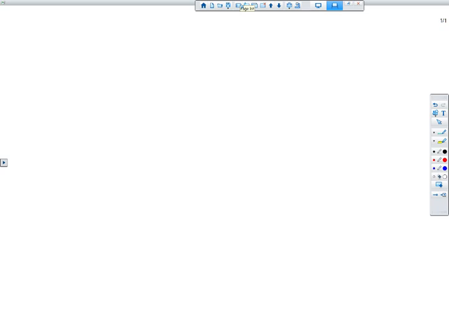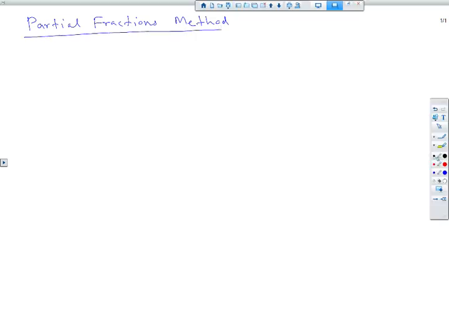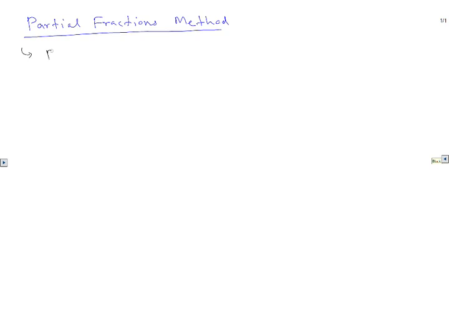So in this lecture, we're going to talk about one of the very important techniques, that is what we call the partial fractions method. So what we do is we have a rational function to start with.